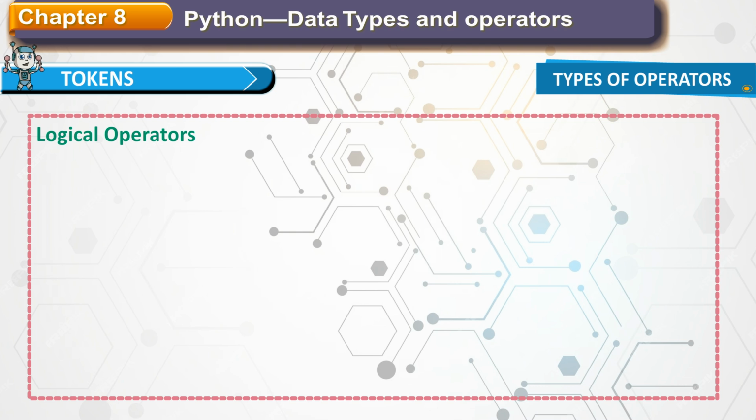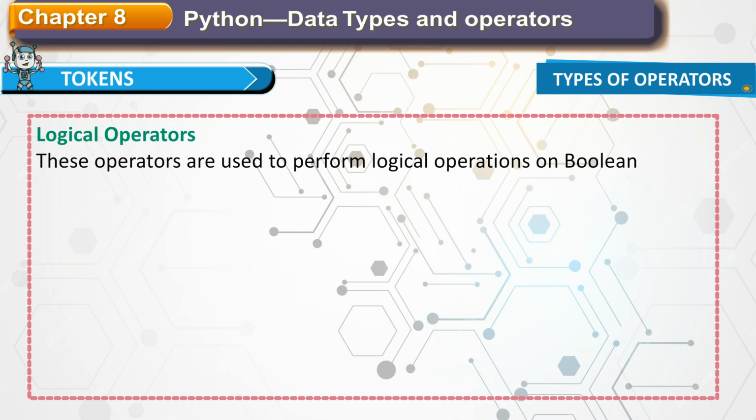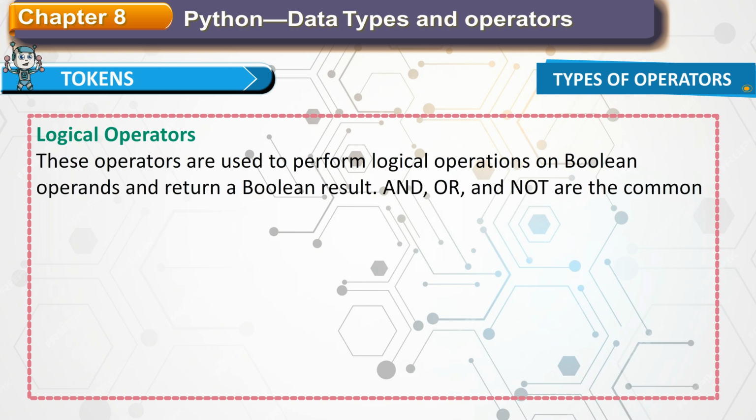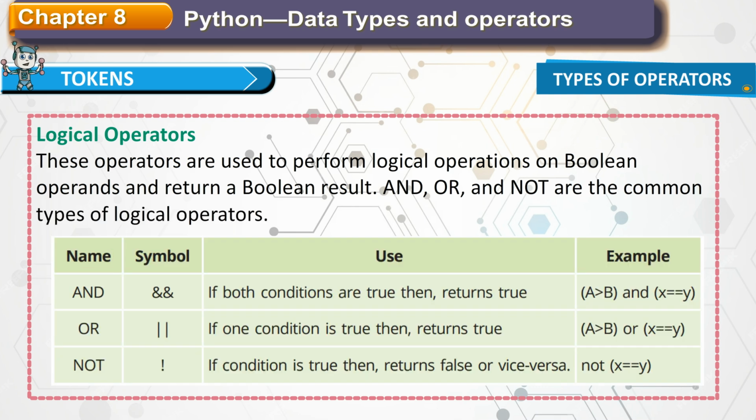Logical operators. These operators are used to perform logical operations on Boolean operands and return a Boolean result. And, or, and not are the common types of logical operators. Name, symbol, use, example. And: if both conditions are true, then returns true.